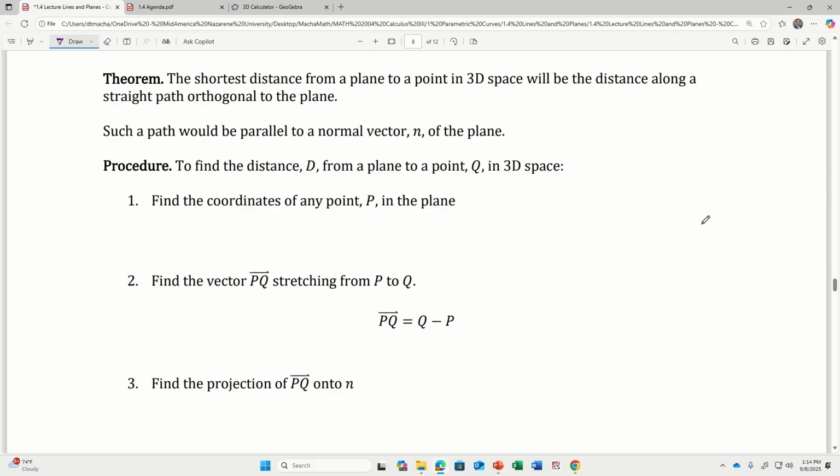Okay, the shortest distance from a plane to a point. What if you know a plane in space and you know a point in space and you want to know what's the shortest distance from the plane to the point? The shortest distance is going to be the path along a straight orthogonal path.